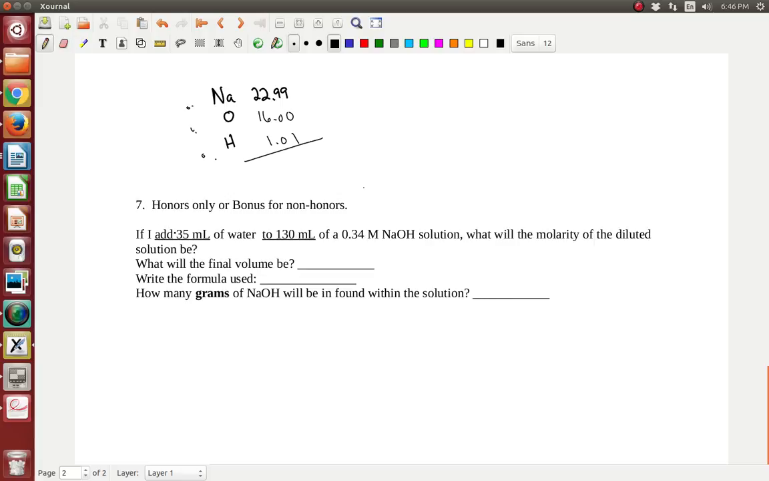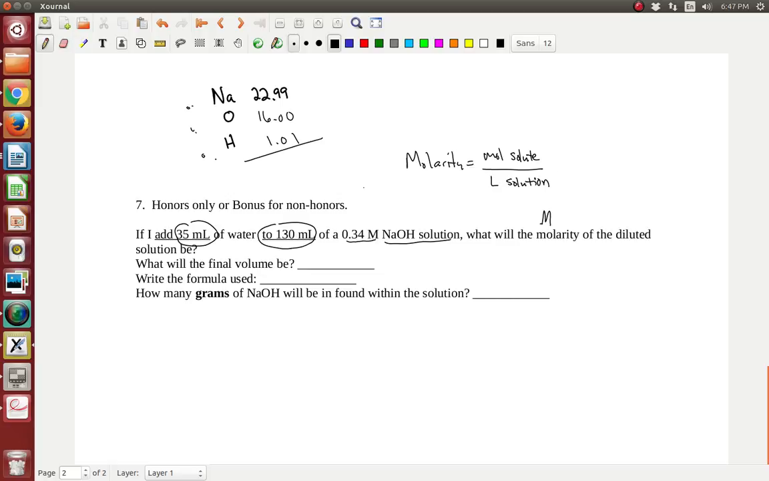Okay, let's read this. If I add 35 milliliters of water to 130 milliliters of a 0.34 molar sodium hydroxide solution, what will the molarity, that's the capital M, of the diluted solution be? So remember, molarity is equal to the moles of the solute over liters of solution.